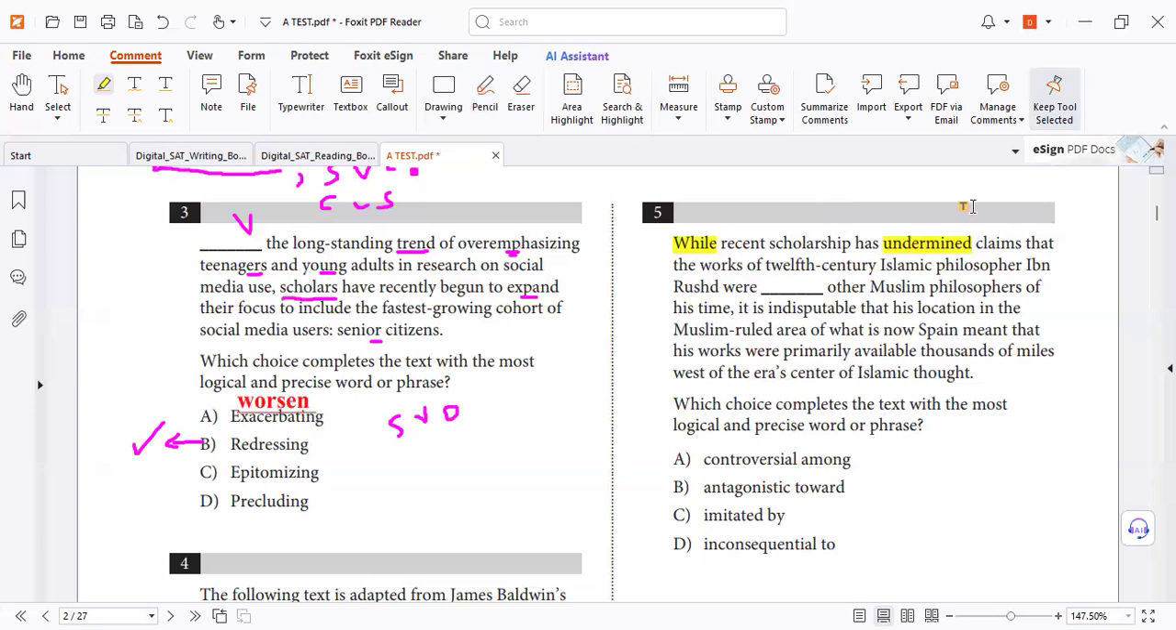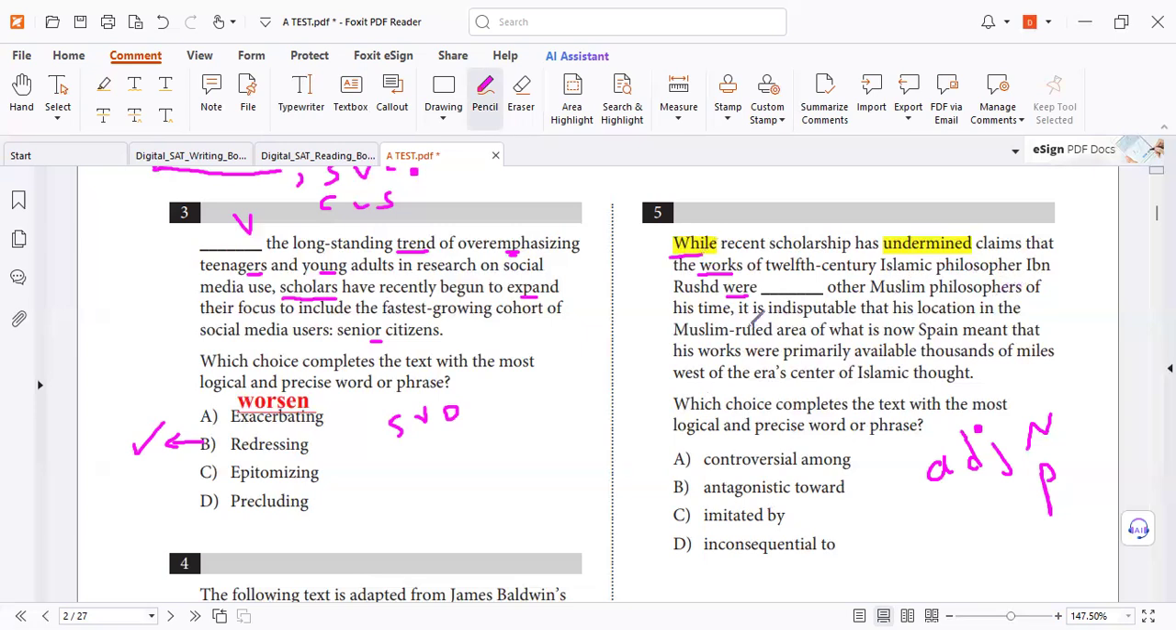Claims. That what? Of what is a claim? Remember, the works of 12th century Islamic philosopher Ibn Rushd were. So here we have an adjective. You must find what it describes. It describes a noun or pronoun. You must find the noun. Works were what? Among or toward other Muslim philosophers of his time.